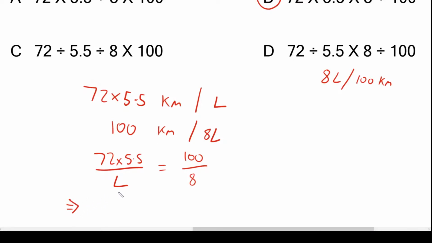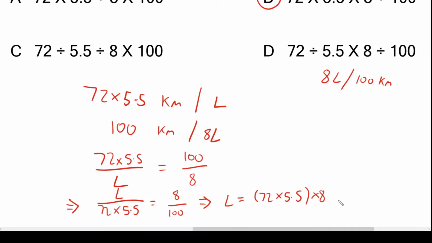And then we can flip. With fractions, you can flip. If you flip one fraction on one side, you can flip the other side. So L over 72 times 5.5 is equal to 8 over 100. And then if this is a divide on this side, when we move it to this side, it becomes times. So we've got L equals 72 times 5.5 times 8 divided by 100. So there's our answer. That was B.